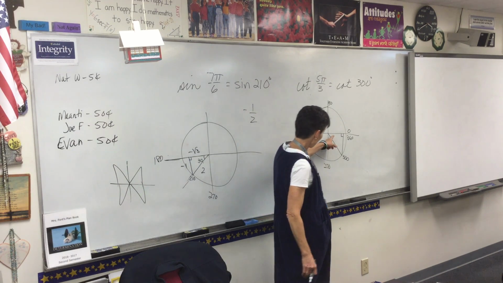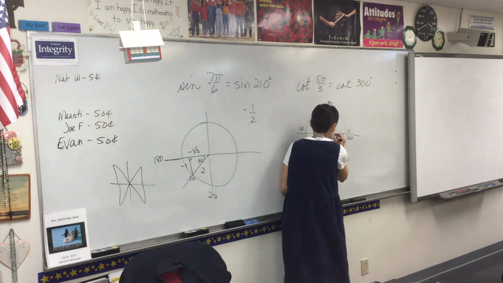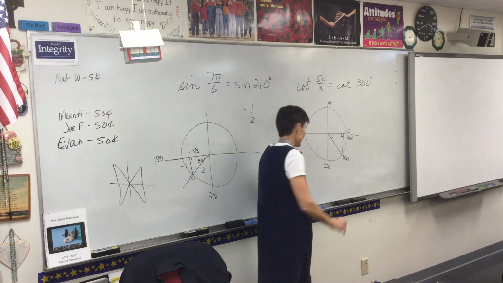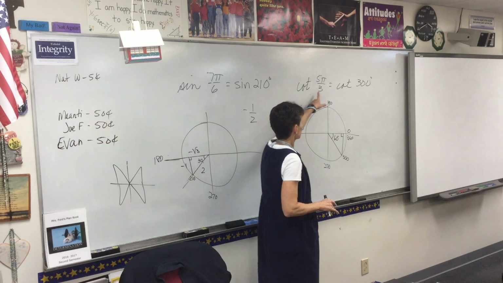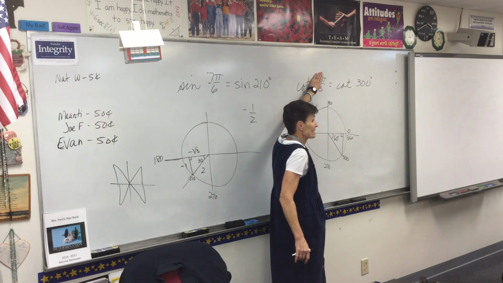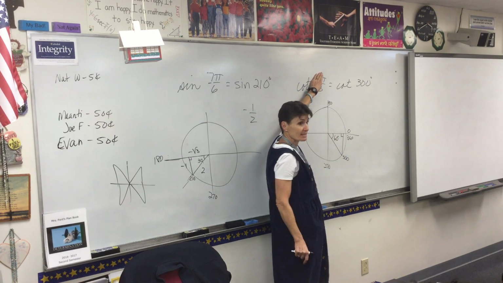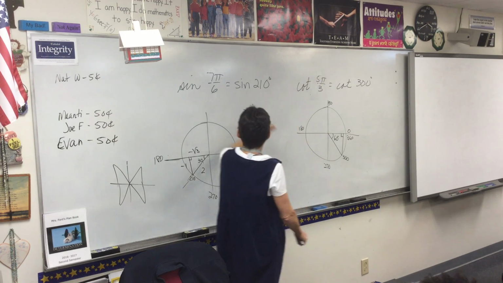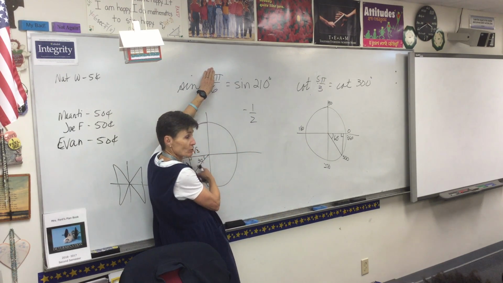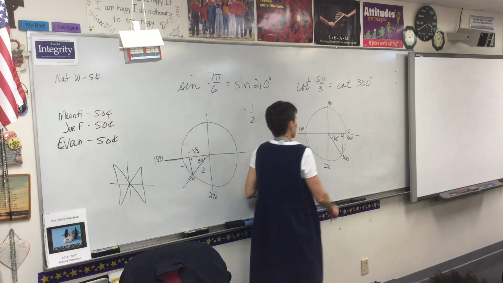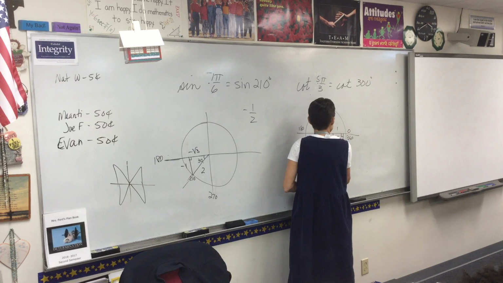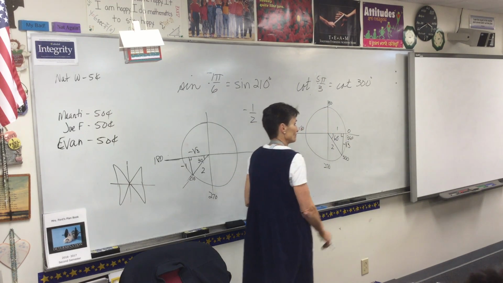Judah, what's this angle right here? Right here, we call it our reference angle. 60, very good. And like I said before, that's a 3. Pi over 3 is 60. Your reference angle is going to be 60. Just like pi over 6 is 30, so my reference angle was 30. That will always be the case. So we have root 3, 1, and 2, and that one's negative.